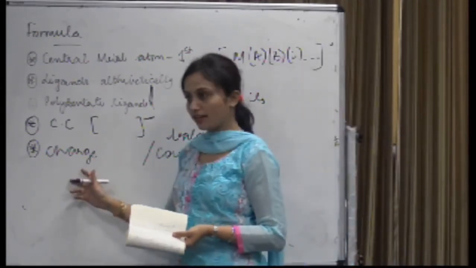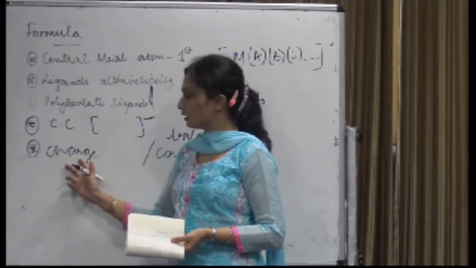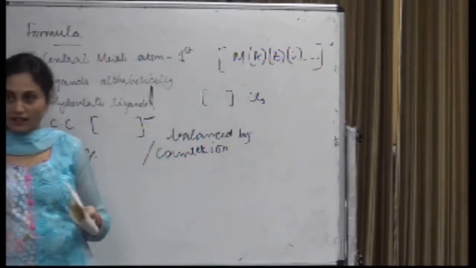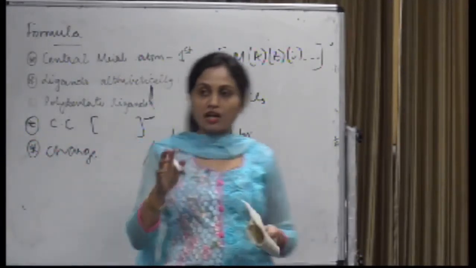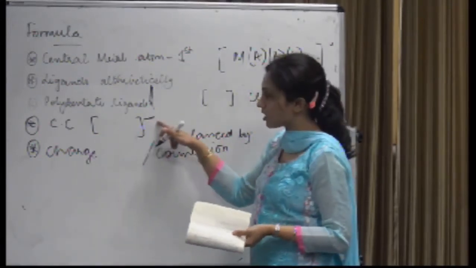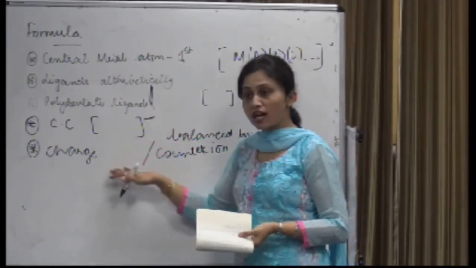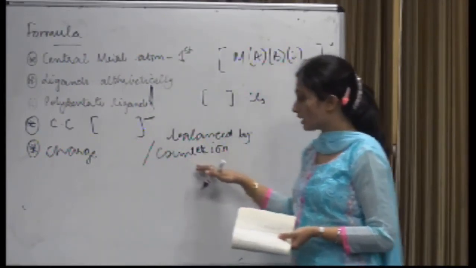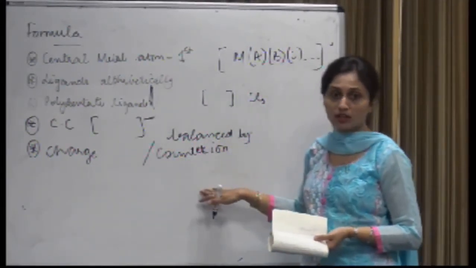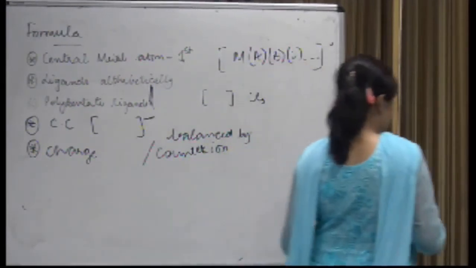The charge on your central metal atom, which is generally listed in brackets in Roman numerals, plus the charge on your ligands will be the total charge on your coordination complex. If the charge is not given and you are given a counter ion, then that charge has to be balanced by your counter ion, the oppositely charged ion. Okay, let's take up one example.